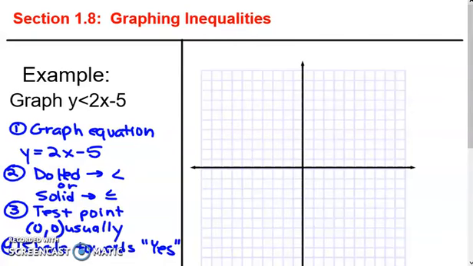Hi, this is Ms. Jensen, and today we are going to talk about graphing inequalities. So I wrote down the steps to this particular problem already on the left.